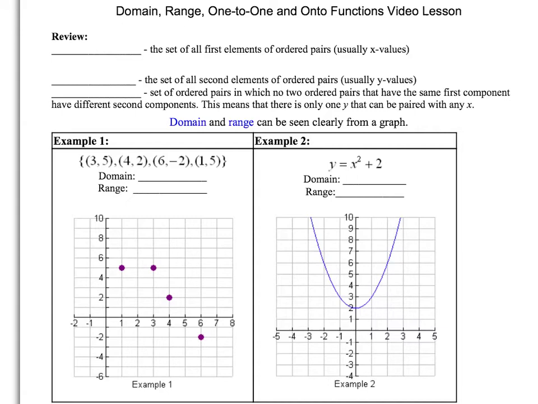The set of all first elements of ordered pairs, usually thought of as our x values, is the domain. The set of all second elements of ordered pairs, usually our y values, is known as the range. The set of ordered pairs where no two ordered pairs have the same first component, so they have to have different second components, is a function. This means there is only one y that can be paired with any x.